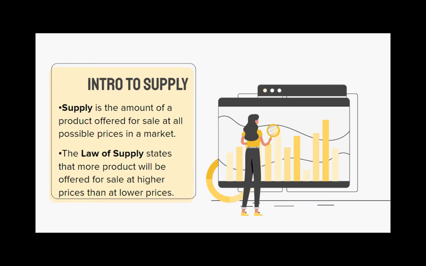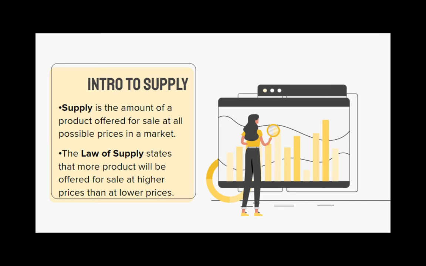So how many t-shirts can be sold for every possible price? You don't have to know that. I'm not asking that. I'm just saying that that's what supply is. The law of supply states that the more product will be offered for sale at higher prices and less at lower prices. You're like, what? We just said demand, the less something costs, the more people are going to buy. So how can the law of supply say that the more product offered, they'll be selling it at higher prices?